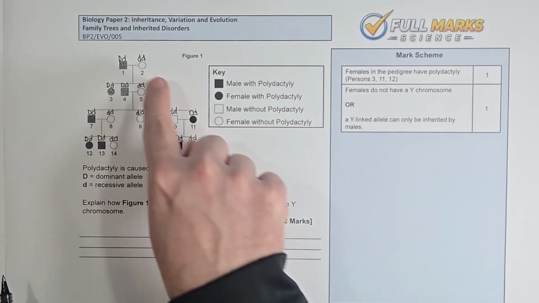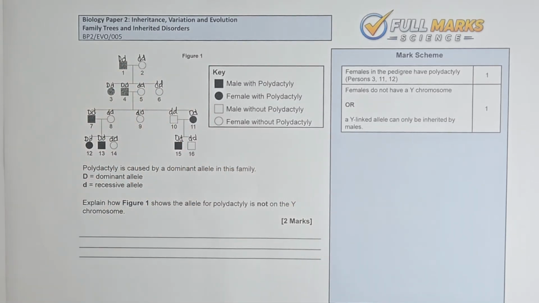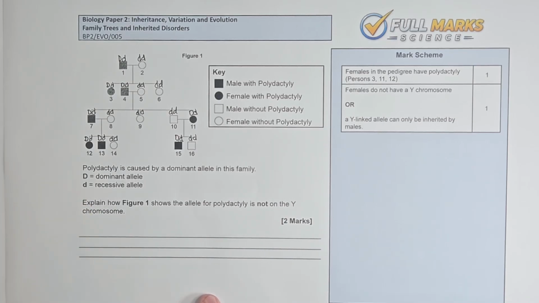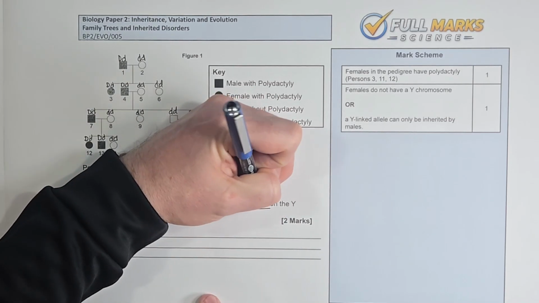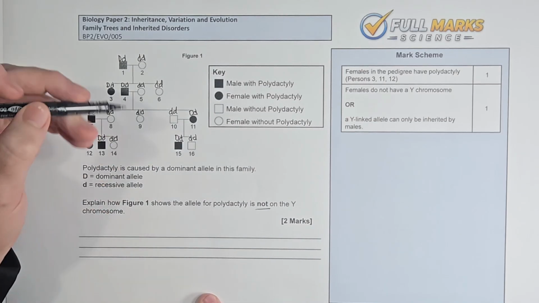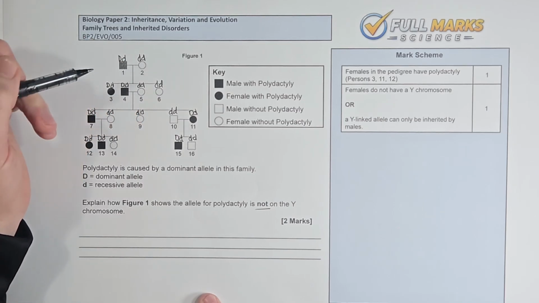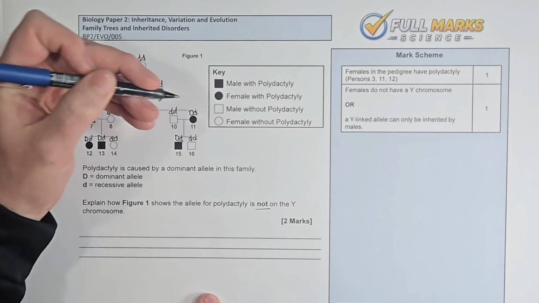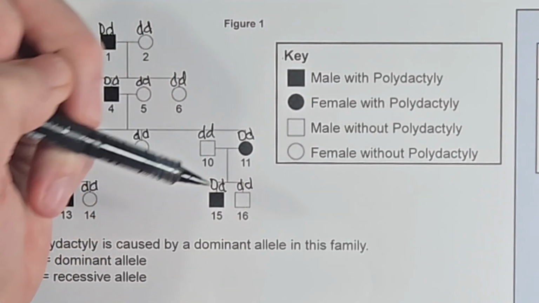So we've established why that is happening, if that would have been the question. So what we can think about, explain how figure 1 shows the allele for polydactyly is not on the Y chromosome. So we've got not highlighted just so that you don't miss it. And the way that we can do that is by looking at the actual offspring themselves. So we'll talk about X and Y chromosomes.